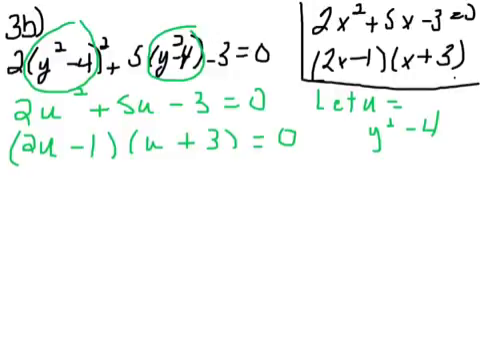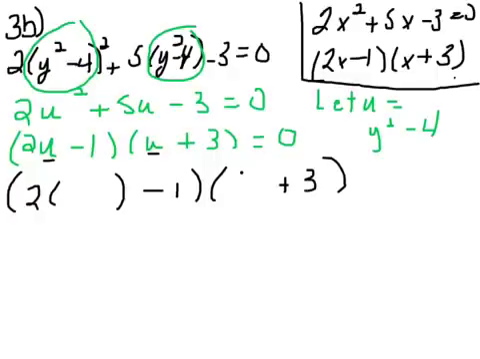Now, that's not really the problem I had, though, was it? My real problem didn't have a u in it. In place of the u, it had y squared minus 4. So here's what I'm going to do. I'm going to go back, and everywhere I see the u, I'll put back in what it was really supposed to be. It was really supposed to be y squared minus 4.